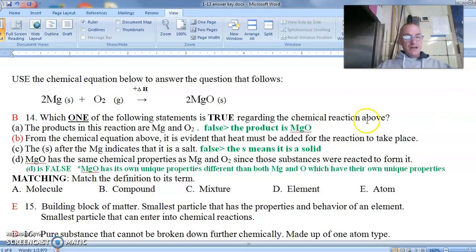Question 14 is referring to what we're seeing here in this chemical equation. Here we have magnesium, which is a solid. It is a metal. We're adding heat energy to it. It's reacting with oxygen as we added heat energy. In other words, stuck it in a burner flame. And when we were finished, we had magnesium oxide, which is a salt.